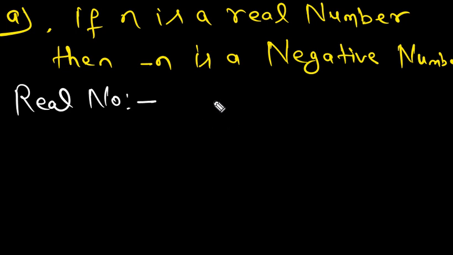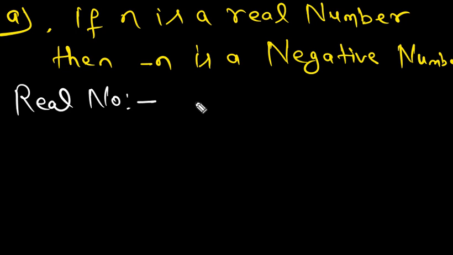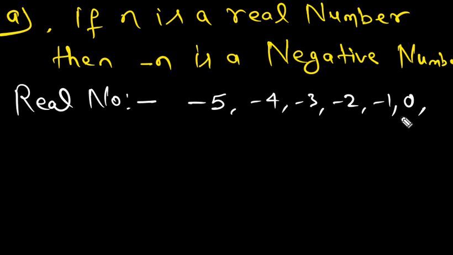So what about this one? Negative 3, negative 4. Is this not real? It's real. Yes? So all the numbers other than imaginary numbers. So for example, if you see number 3 plus 4i, this is called imaginary numbers, which is right now not in the syllabus. Okay? So for example, if you have minus 5, minus 4, minus 3, minus 2, minus 1, 0, 1, 2, 3, 4, like this, and so on, they all are real numbers. Okay?